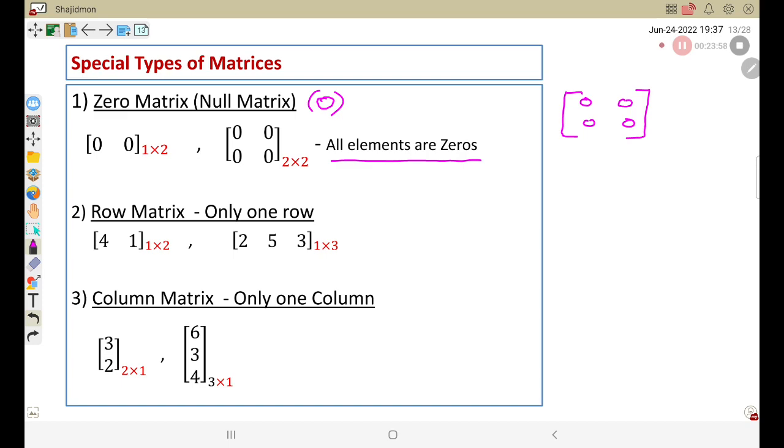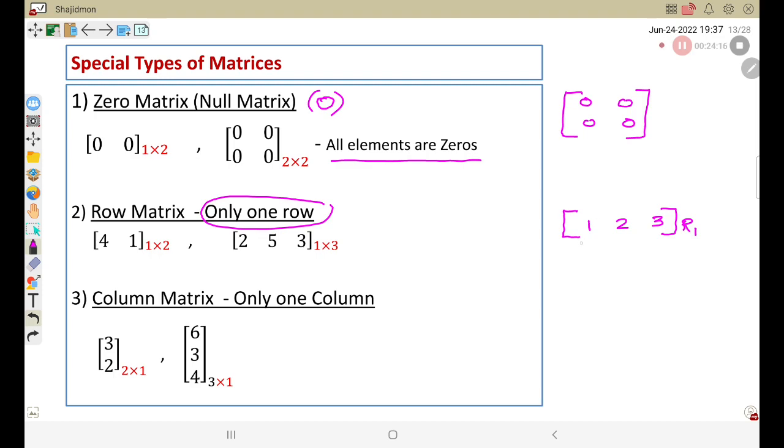Now the second type of matrix is the row matrix. A row matrix means a matrix having only one row. Like this, see, only row number 1. How many columns? No problem. For example, matrix 1 2 3 is a row matrix. Correct? Only one row.